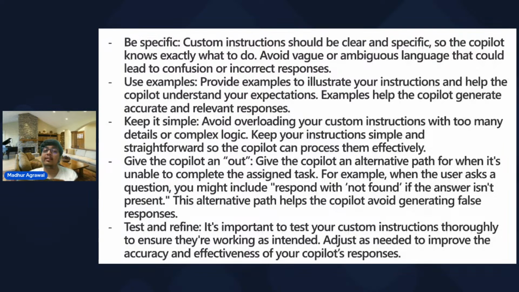Then the next thing is use examples. You can provide examples to illustrate your instructions and help the Copilot understand what your expectations are, what you are seeking, and what answers you want to bring out from the AI model. Examples help the Copilot generate accurate and relevant responses according to the need of the end user. So this helps a lot in the prompt modification process.